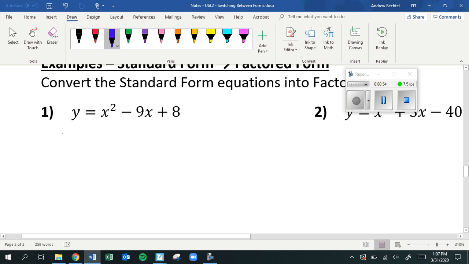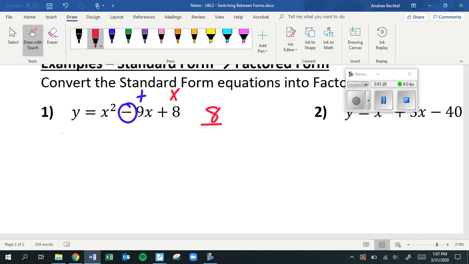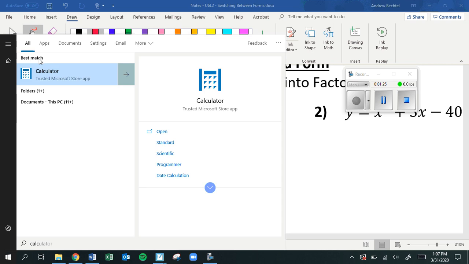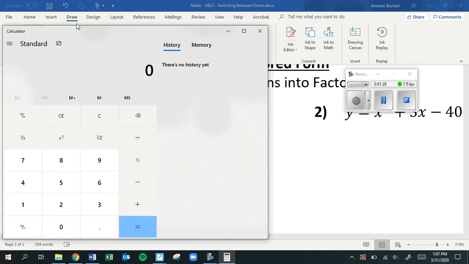Here we have y equals x squared minus 9x plus 8. So we're trying to multiply to get a positive 8, and we're trying to add to get a negative 9. We want to pay attention to that sign there because that will be one of the trickier parts about these types of problems, making sure that we get the signs correct. If we look at the list of numbers that could multiply to give us 8, we can always build this list using a calculator and just doing division over and over.